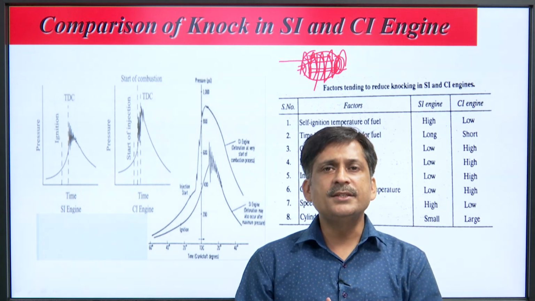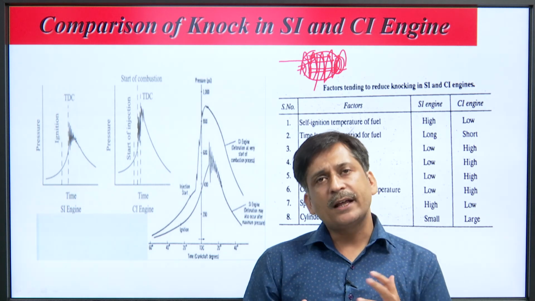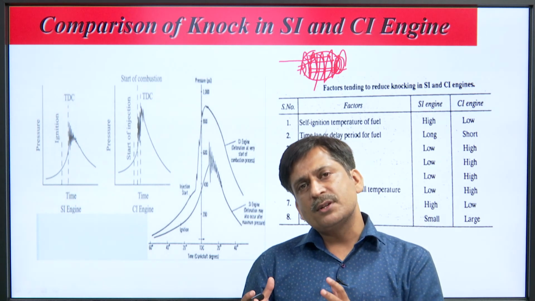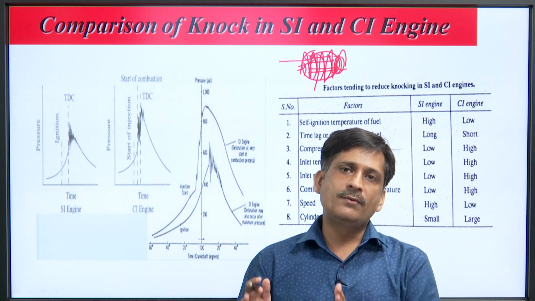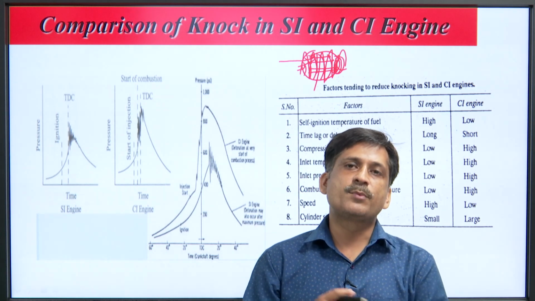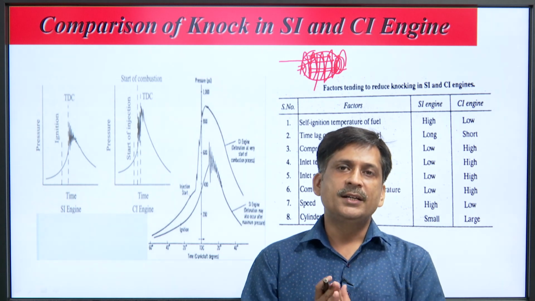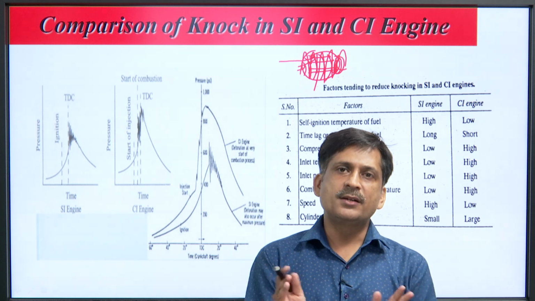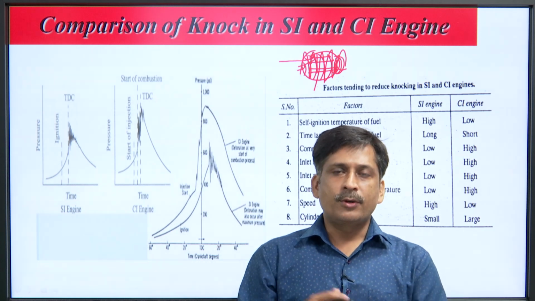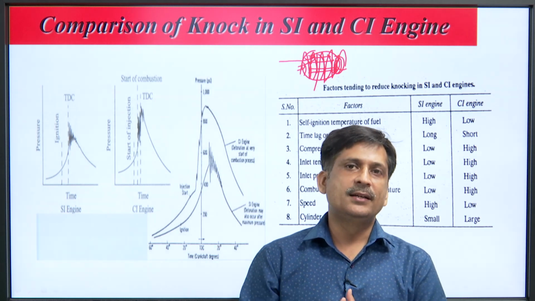what is a CI engine? Compression ignition engine. Here, the abnormal combustion we always call knocking. Knocking is always present in a CI engine because there is heterogeneous burning of the charge during the ignition delay period. In the delay period, the charge collects and then burns suddenly, because there is no spark plug in a CI engine.